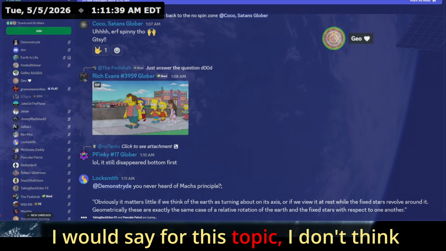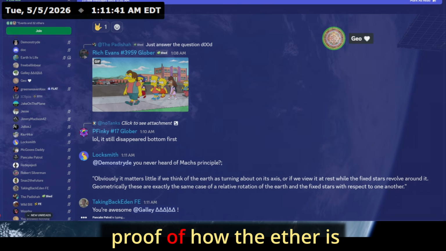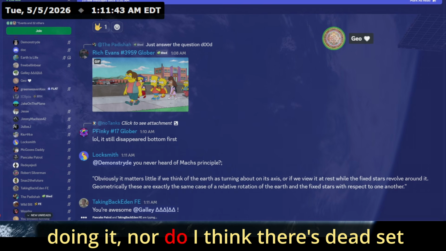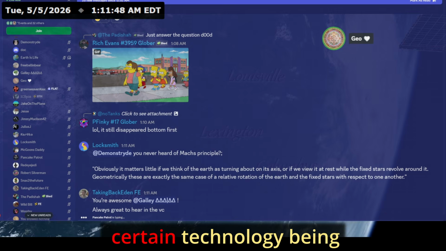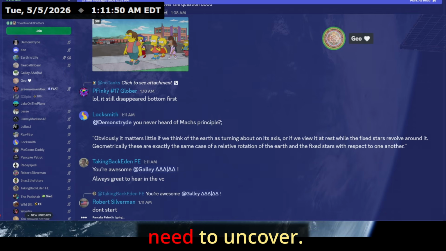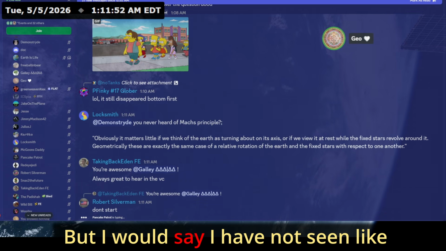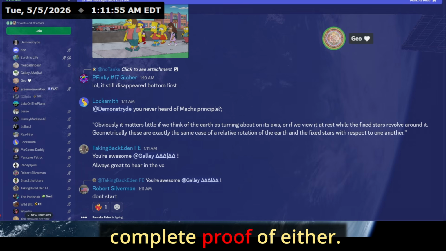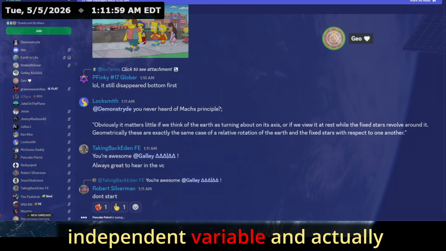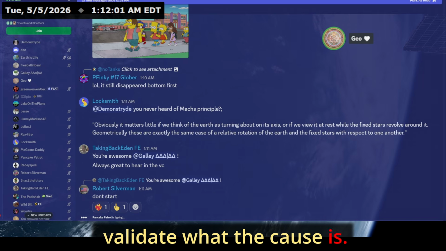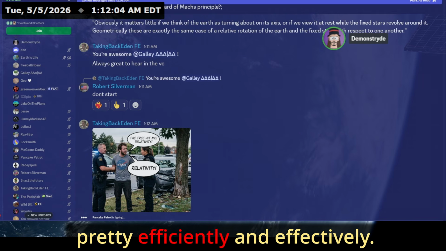I would say for this topic, I don't think there's dead-set proof of how the ether is doing it, nor do I think there's dead-set proof that it's Earth rotation. So I think that maybe there's even certain technology being hidden from us that we would need to uncover. But I would say I have not seen complete proof of either. Have you? To where you could manipulate what's causing it with an independent variable and actually validate what the cause is? Yeah, I'd say it's been done pretty efficiently and effectively.